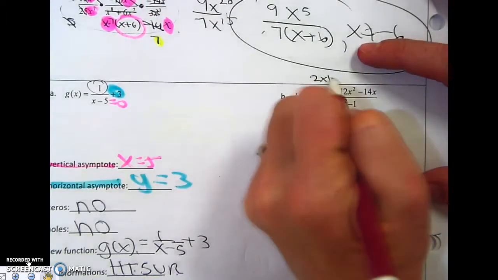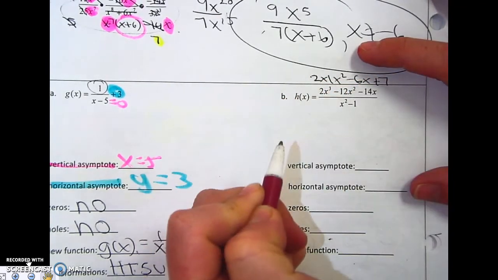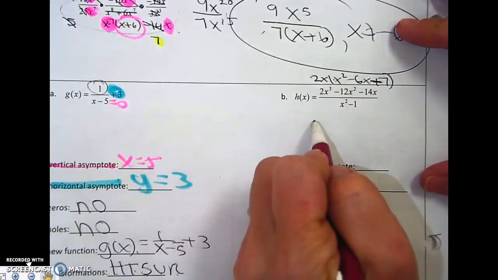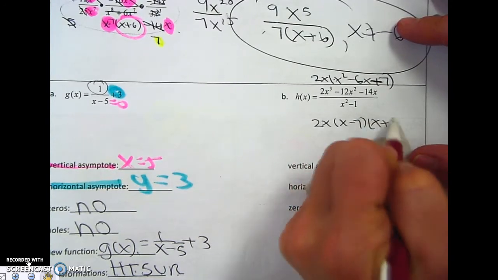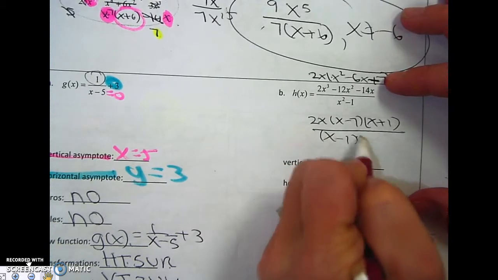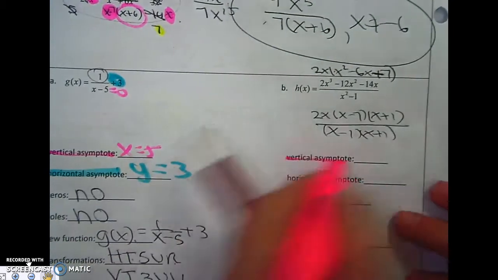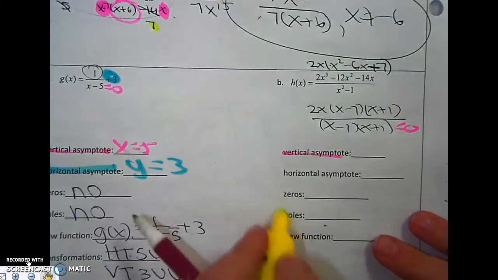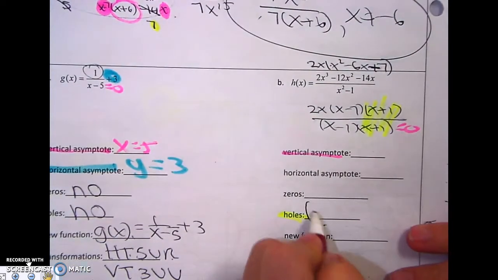Take out a 2x. X squared minus 6x minus 7. I'll factor that again. Let me rewrite it. 2x, x minus 7, x plus 1. Square root, x minus 1, x plus 1. Now before I just throw up the VA, which is setting this equal to 0, I need to be aware that there could be holes. So if you look, here's my hole, and we know we set it equal to 0.